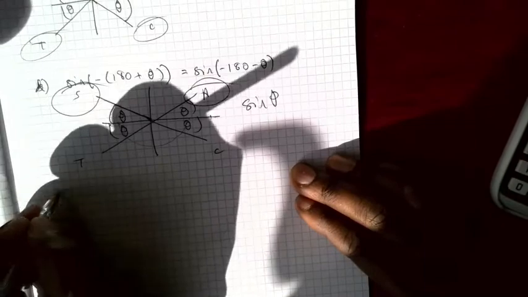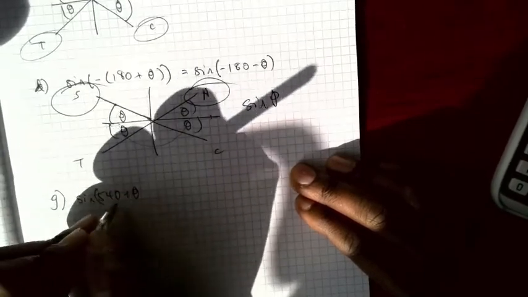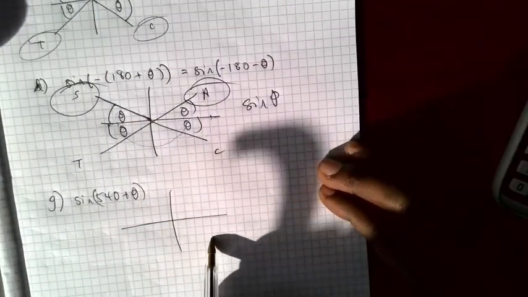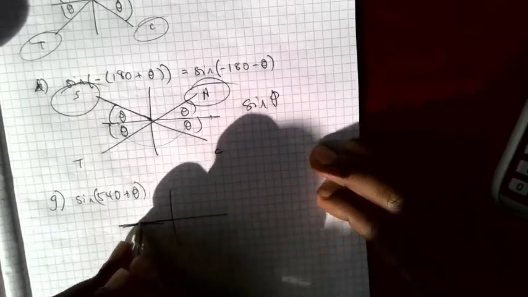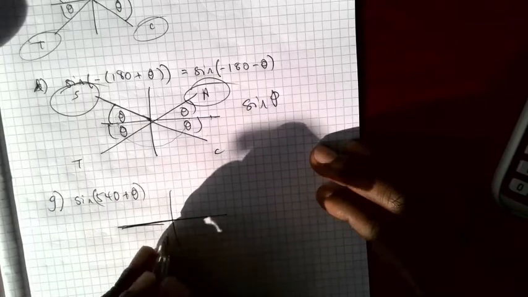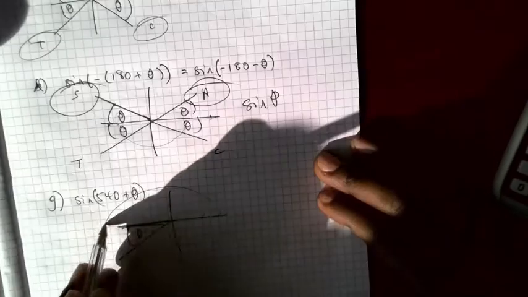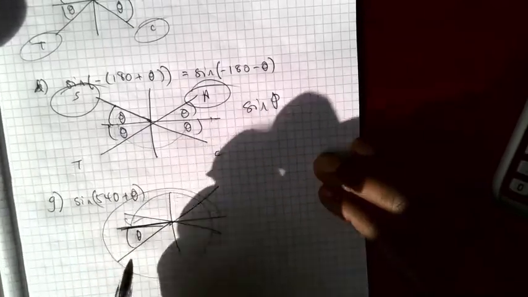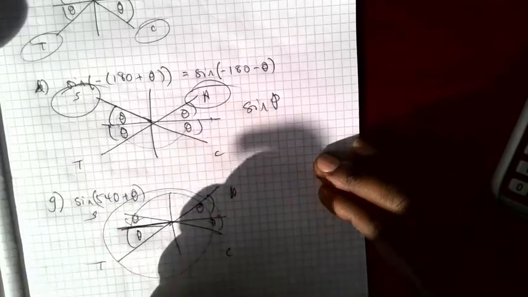Then G on that one, sine 540 plus theta. So CAST diagram, let's find 540. 0, 90, 180, 270, 360, 450, 540 is here. So plus theta, so actually it's just that angle there. Yeah, so I've gone all the way around once, all the way around twice. I've ended up there. Right, there's my cross. Here's my thetas. CAST.